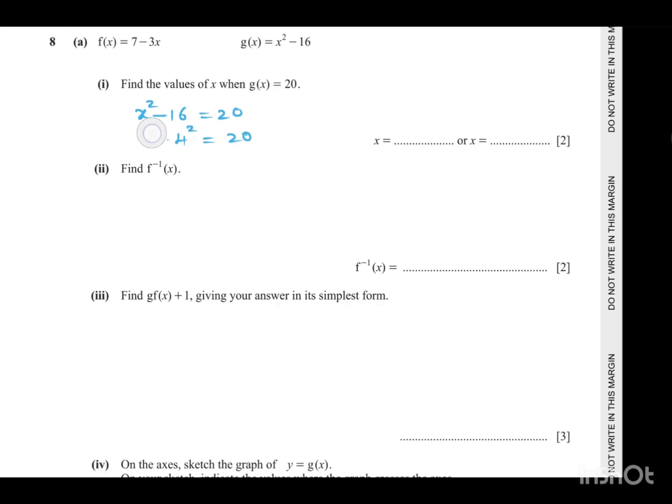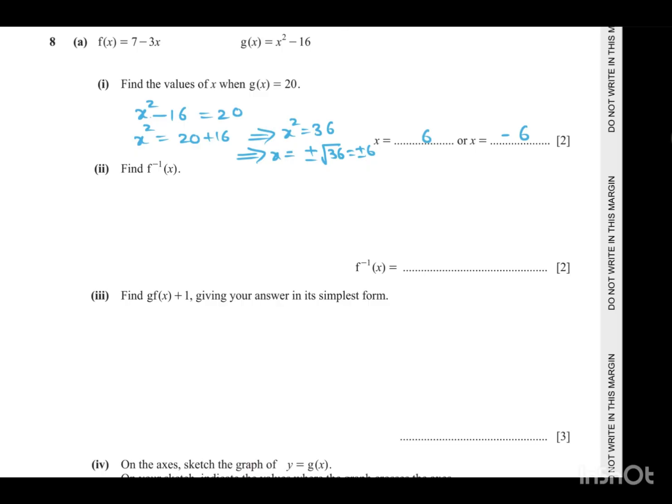Okay, we can just directly do it. So x square is equal to 20 plus 16. x square is equal to 36. This gives you x as plus or minus root 36, that is plus or minus 6. So 6 and negative 6 are the x values.